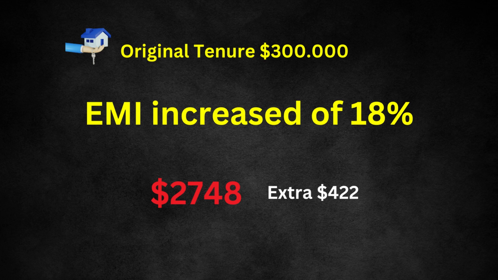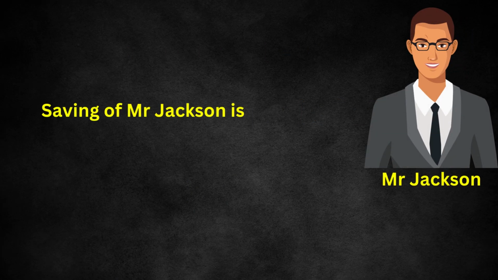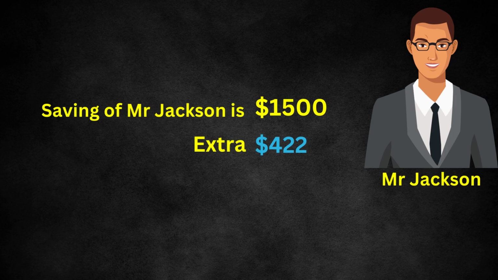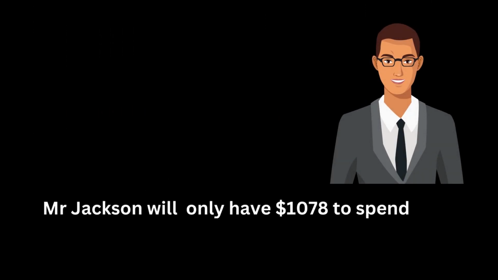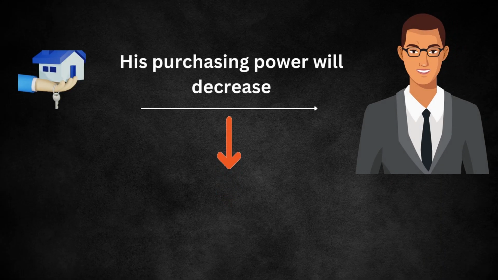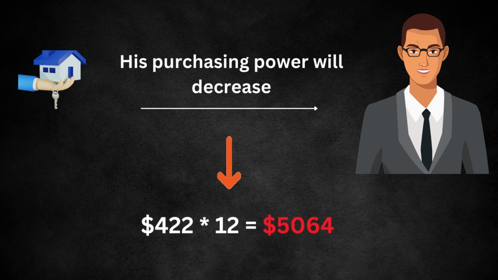So let's say Mr. Jackson's effective savings at the end of all expenses is about $1,500. But now, after the increase in interest rates, when Mr. Jackson pays $422 extra in his EMIs, Mr. Jackson will only have $1,078 to spend, and in total for the entire year, his purchasing power will decrease by $422 into 12 months.